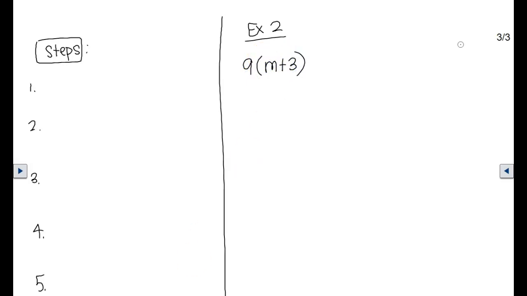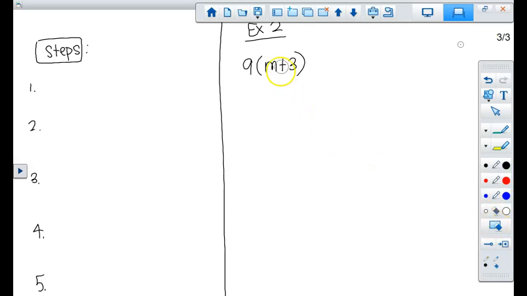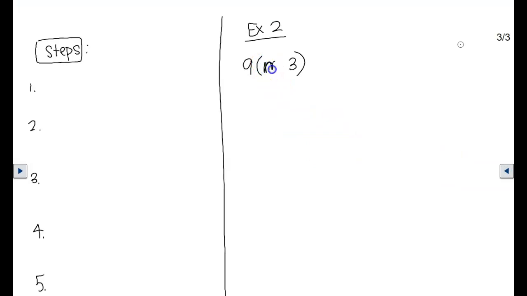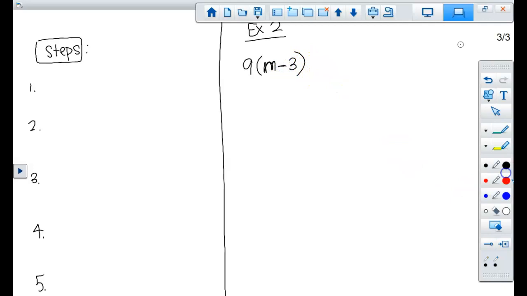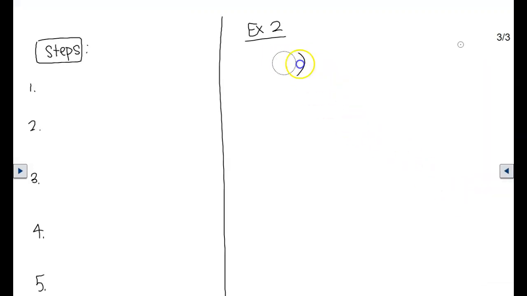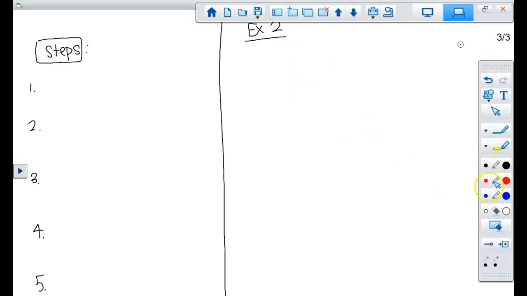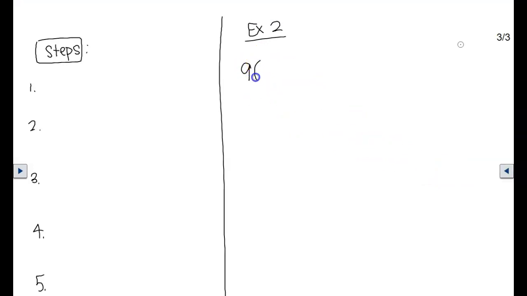All right, so here's our example. 9 times... oh, and I copied that wrong. Let me make my correction here. 9 times m minus 3. Let me try again here. That's kind of sloppy, and I want this to be right. So let's do 9 times m minus 3 plus 3m is equal to 7m plus 43.